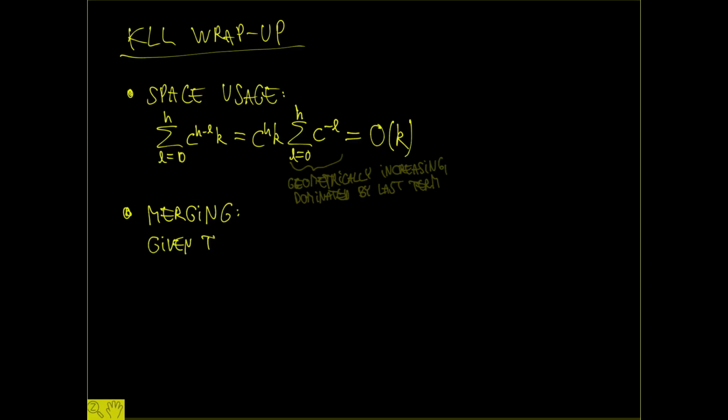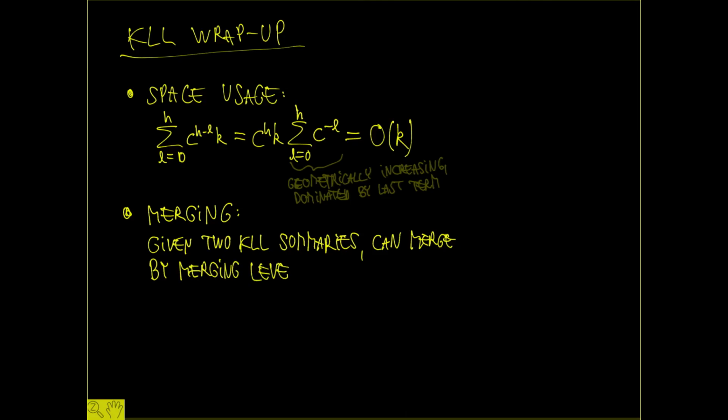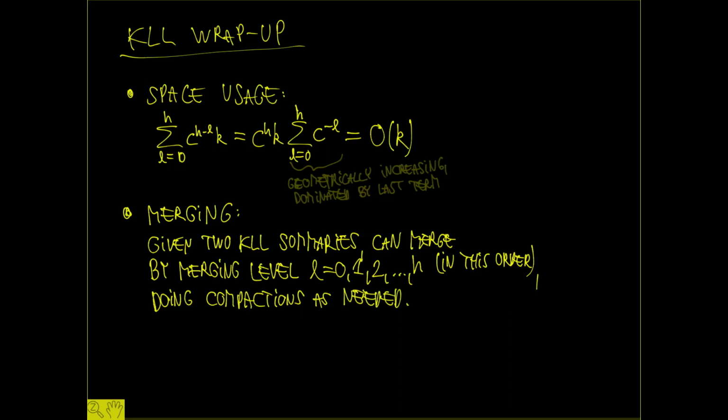KLL supports merging. Given two KLL summaries, we can merge them into a summary of the union of the datasets. And merging pretty much works like insertion. We kind of push things up. We start with level 0 and merge the two buffers. If they overflow, we do a compaction and push up, and so on.